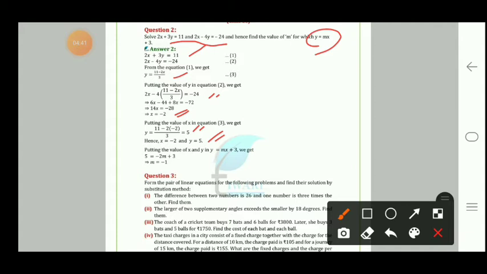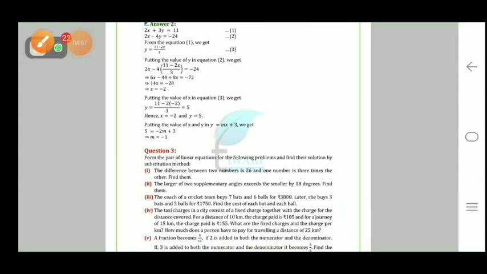Now putting the values of x and y in the given equation, y is equal to mx plus 3, we get m is equal to minus 1. So minus 1 is the required answer. Now moving towards question number 3.